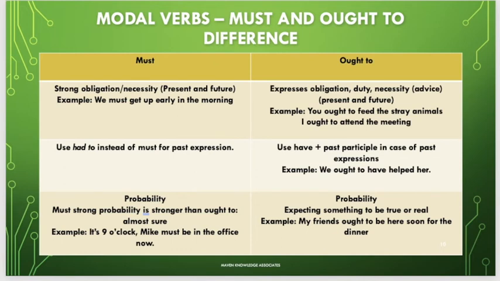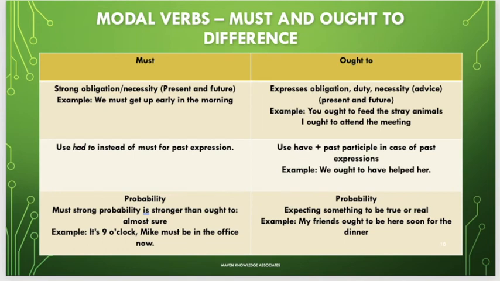Okay, you ought to feed the stray animals. I ought to attend the meeting. So it's more like a suggestion. It's more like an advice. Use had to instead of must for past expression. In case of ought to, use have plus past participle in case of past expressions. Examples: we ought to have helped her.